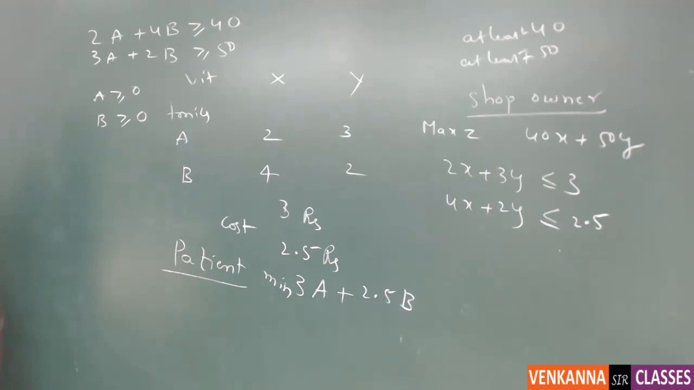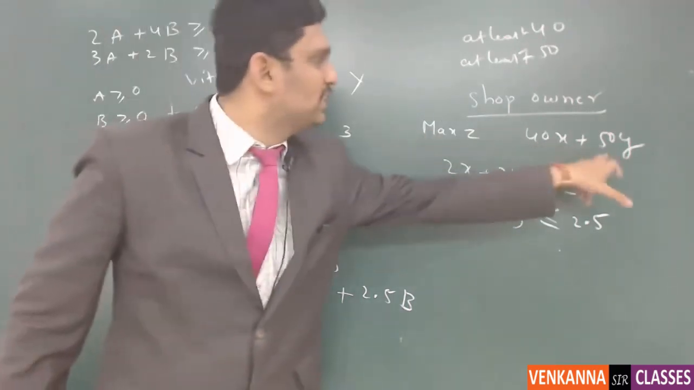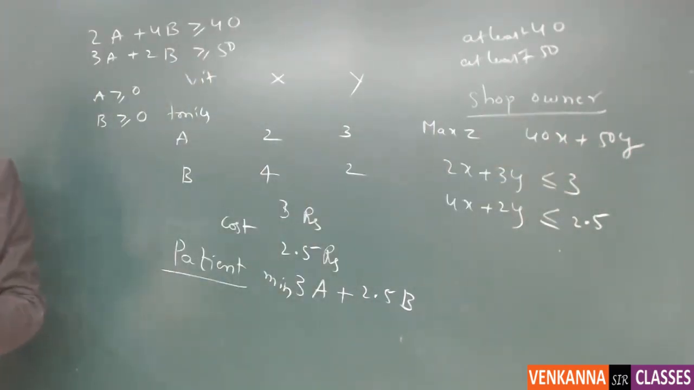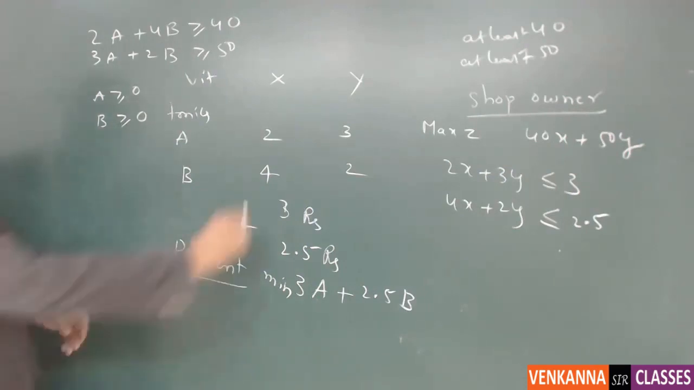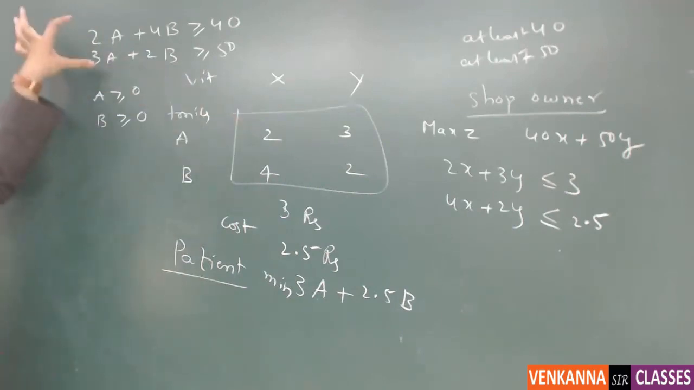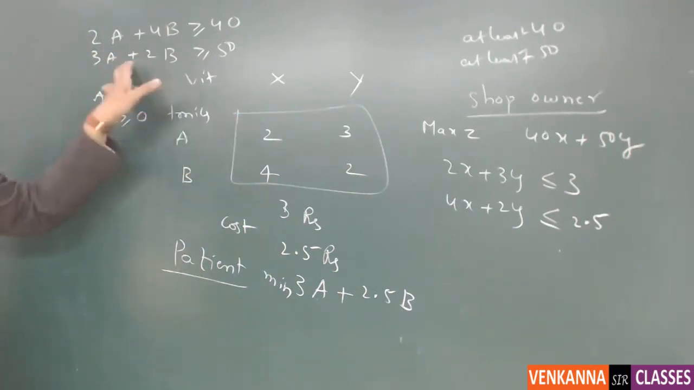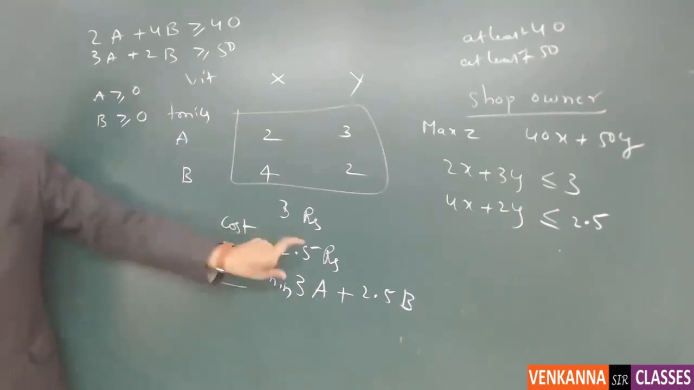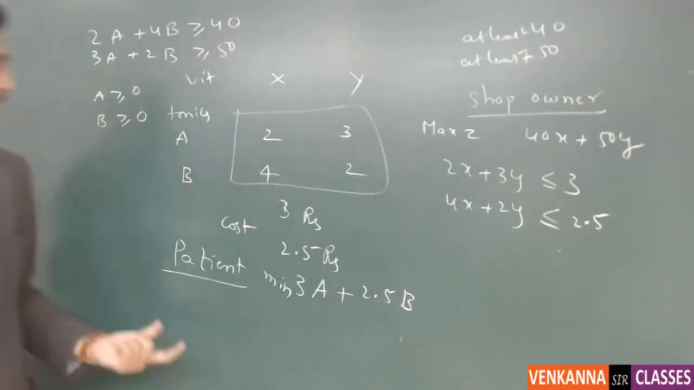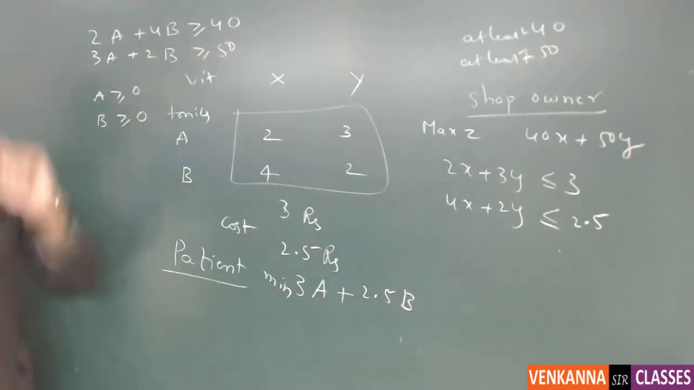Because the patient should take at least 40 and at least 50. So if you take more and more units, it will be a profit for you. So maximize these. I just want to say the outline of the problem is this, and this matrix and this are transpose, you can observe. And here these coefficients appeared on the right hand side. These coefficients appeared here on the right hand side.